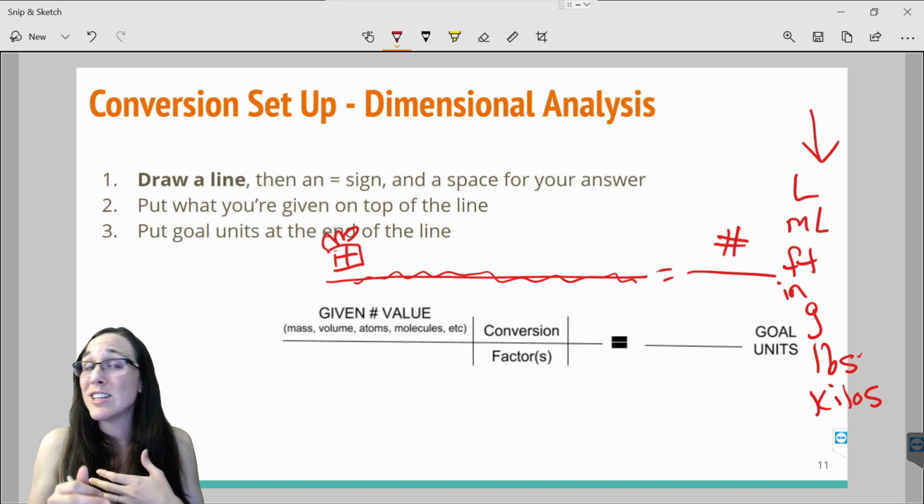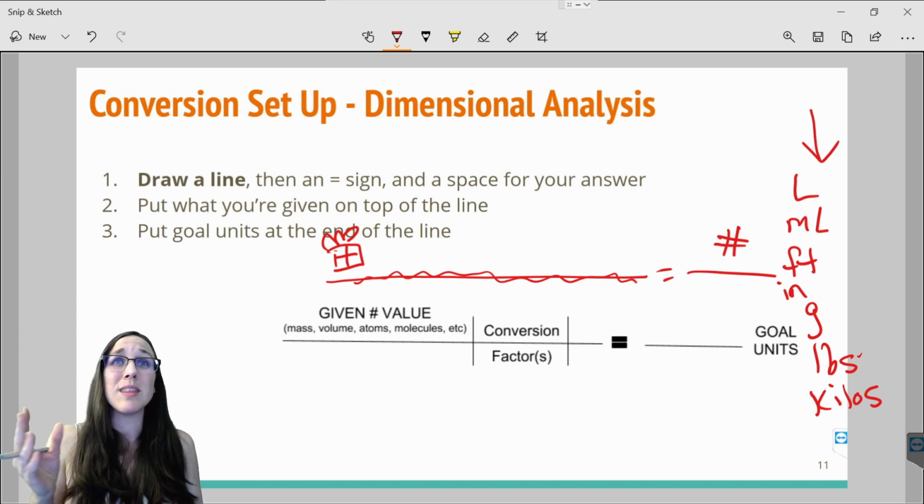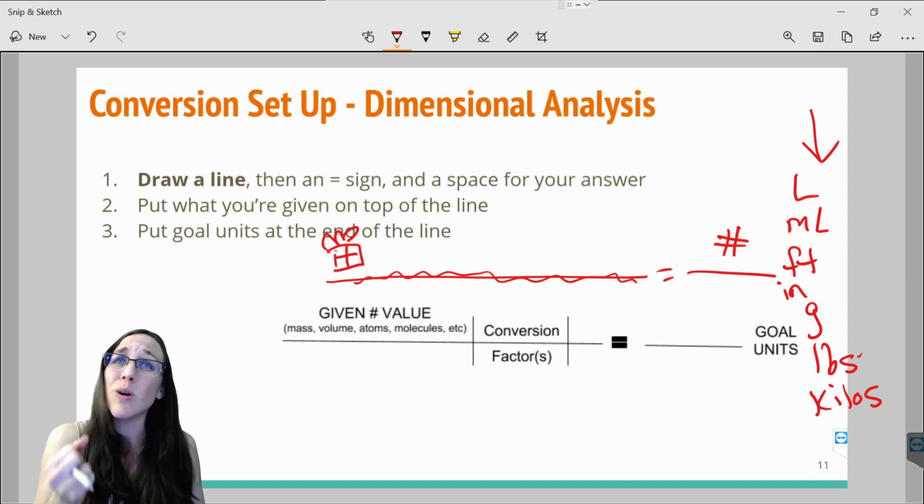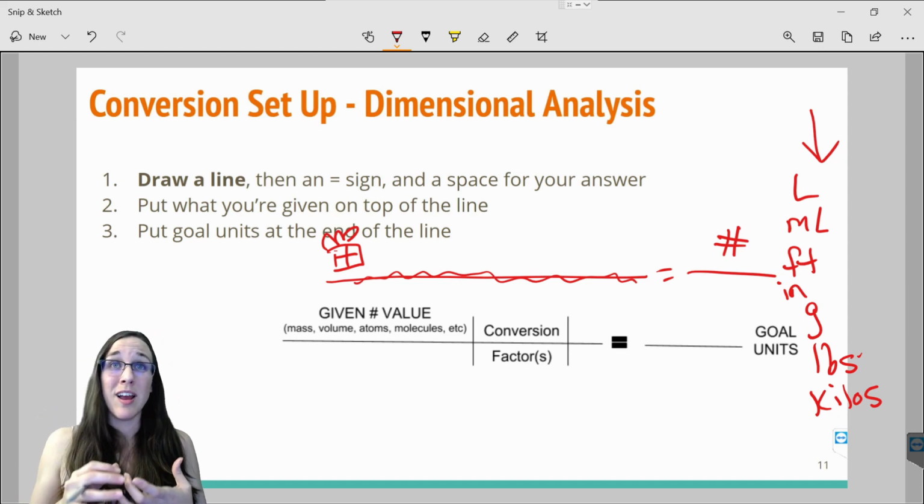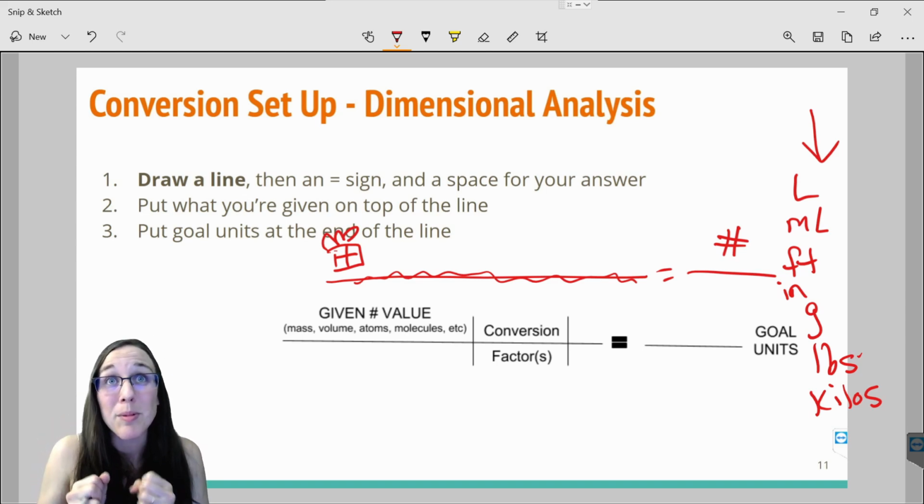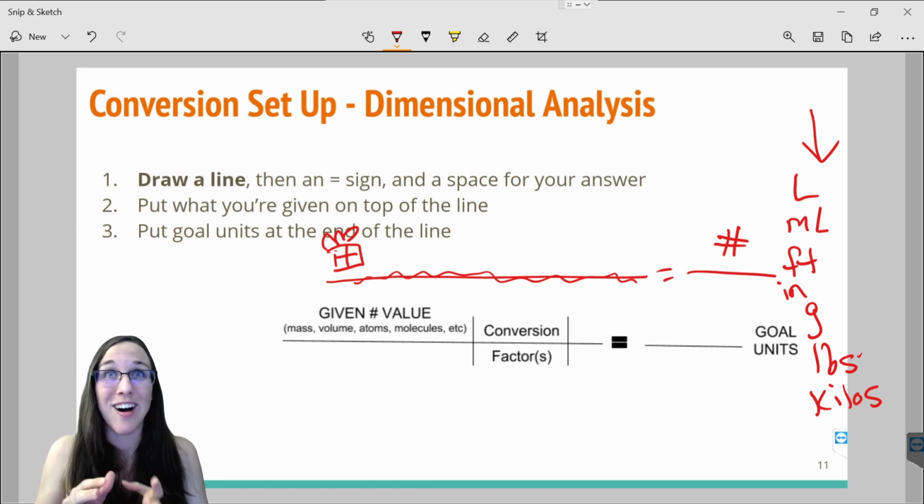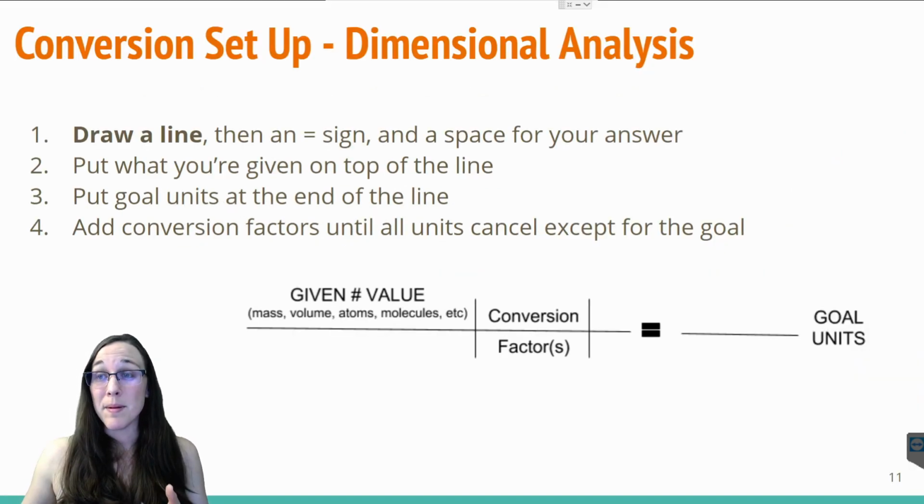You wouldn't want to send your beautiful number you've worked so hard for naked out into the streets without any clothes, shivering in the cold. Always make sure that your number has units with it, because units are half the battle. If you know your units, you can do any math problem, I promise you. Literally, it's just bookkeeping on units. And the last step is to add conversion factors until all of the units cancel except for the goal.